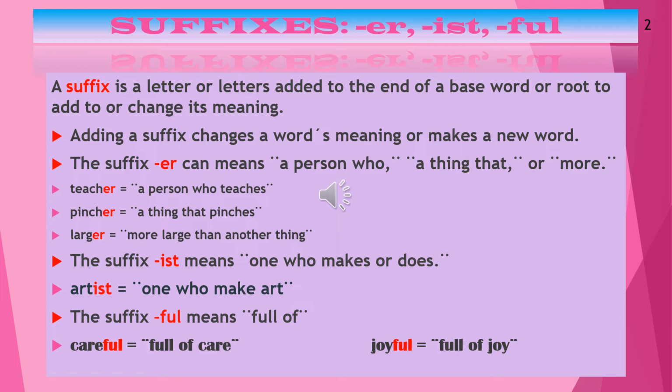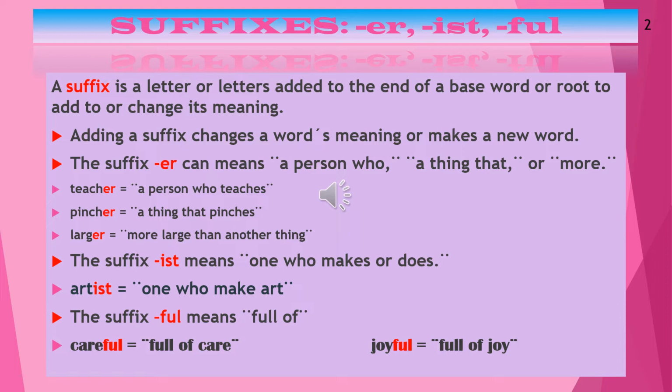Another suffix that we have here is the suffix ful, which means full of. F-U-L is the suffix that means full of. Now, here we have two examples, careful and joyful. Careful means full of care, and joyful means full of joy. The suffix ful means full of. The suffix ist means one who makes or does. The suffix er means a person who or a thing that.